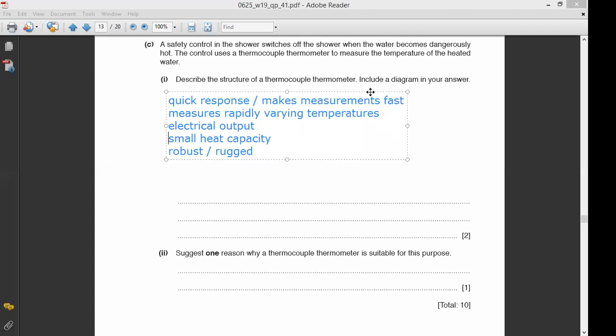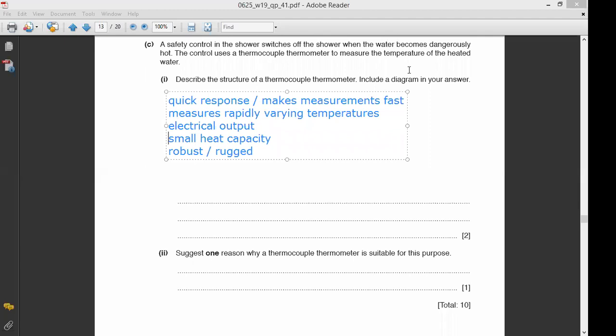So it can detect any slightest change in temperature. Whenever there's the slightest change in temperature, it can detect it. So that's why we use a thermocouple for that purpose.